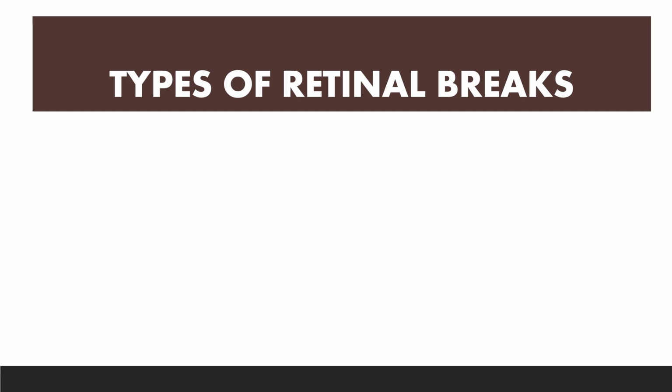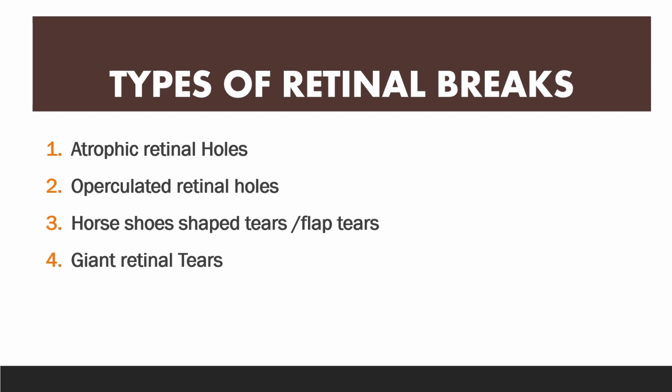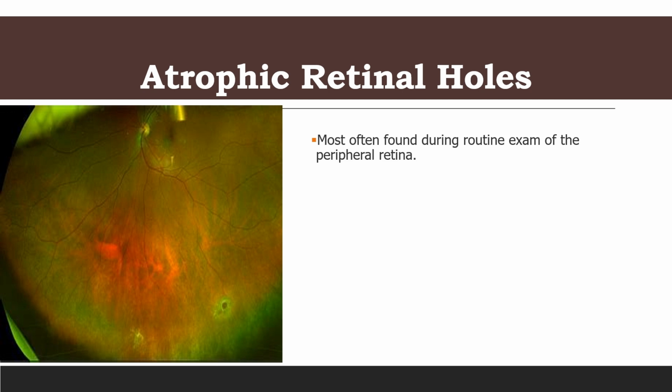Now let us see what are the types of retinal breaks that we are going to discuss in this video. We'll talk about the atrophic retinal holes, operculated retinal holes, horseshoe shaped tears, also known as the flap tears, giant retinal tears, and giant retinal dialysis. Okay, now let us begin first with the atrophic retinal holes. Now, these are actually the most commonly found holes or retinal breaks during the routine examination of the peripheral retina.